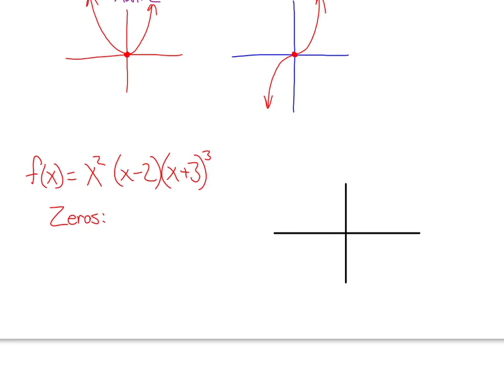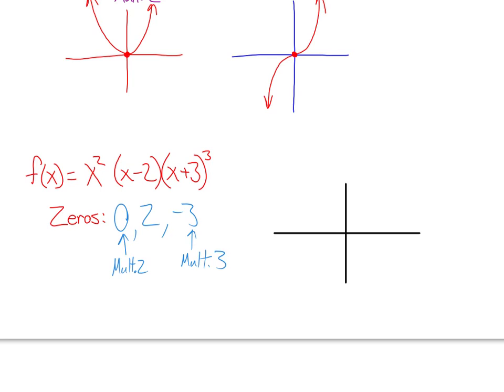What are our zeros in this case? 0 has a multiplicity of 2. What's another zero, somebody? 2. Does 2 have multiplicity? No. And negative 3. Good, negative 3 has a multiplicity of 3.